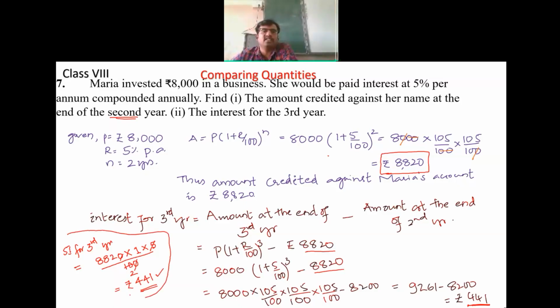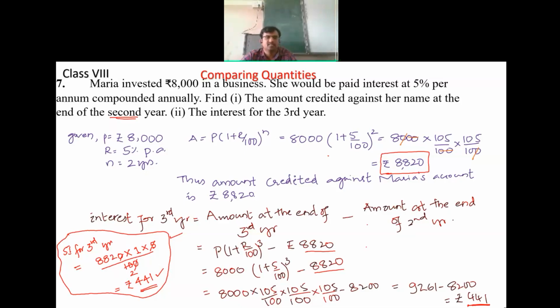So we shall take this method, this one. Simple interest. Okay. Any doubt in this question? No, sir. Understood completely.